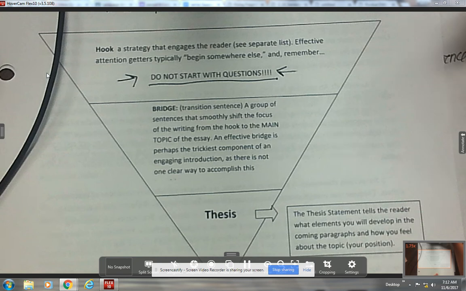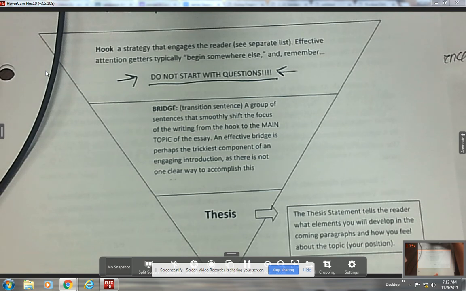Too often you guys use the hook with a question as well, I don't know what else to say, so I'm going to ask the reader, do you know anything about my topic? And it's childish, and so now we want to teach you to extend beyond that and develop your writing skills of developing hooks a little bit stronger than just opting for the simple question that you're used to and familiar with.